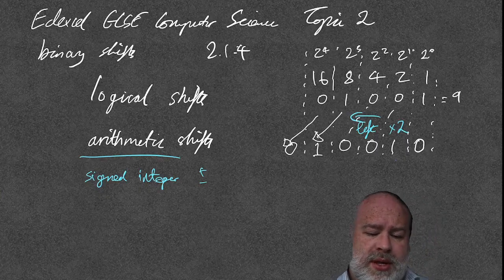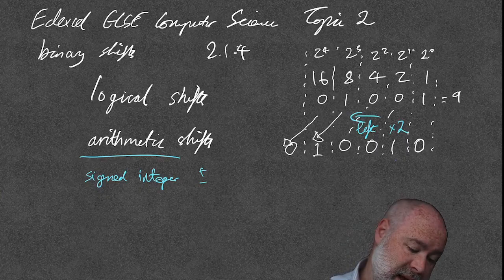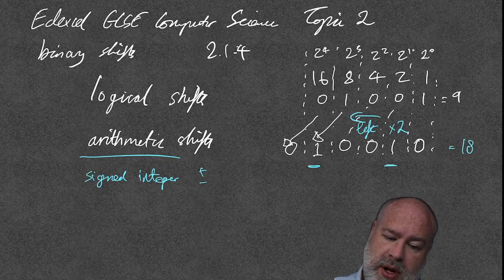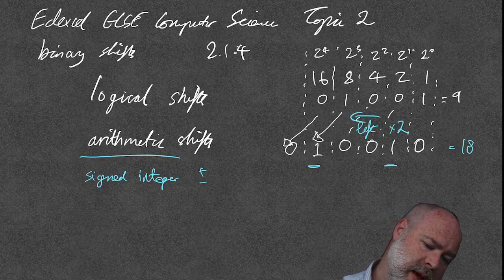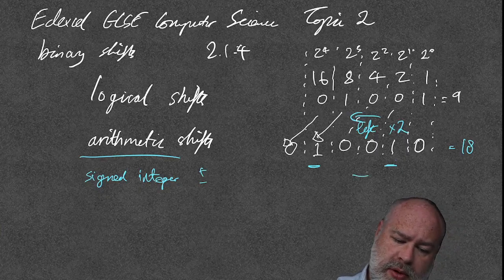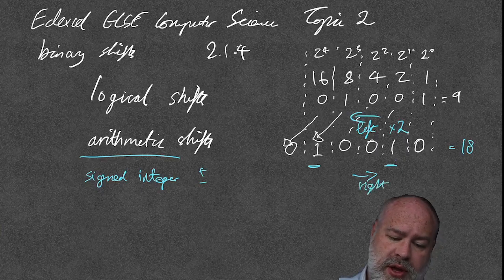So what do we expect it to be? 9 times 2 is 18. Is it 18? Well, we've got a 16 and then we've got a 2. So 16 plus 2 does equal our 18. Happy, we're good with that. So moving it to the left successfully multiplied it by 2. What happens if we go the other way? Let's do a right shift, a logical right shift.